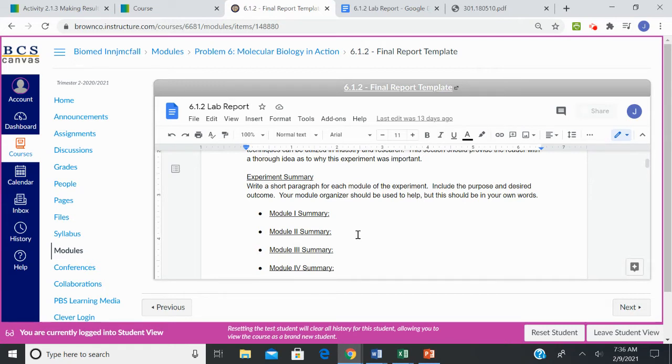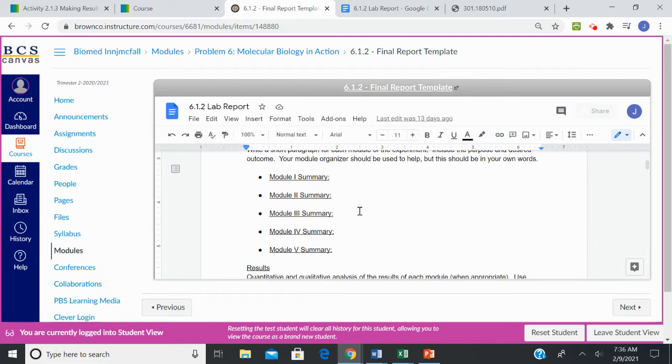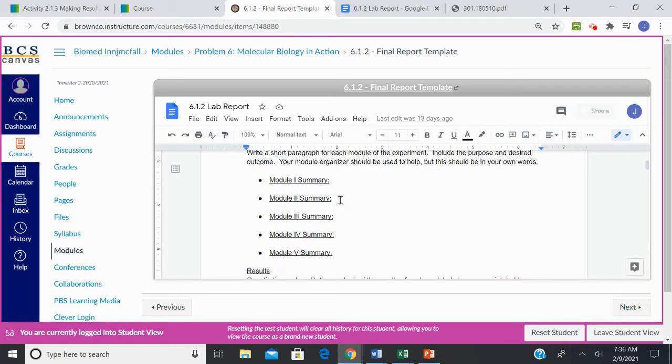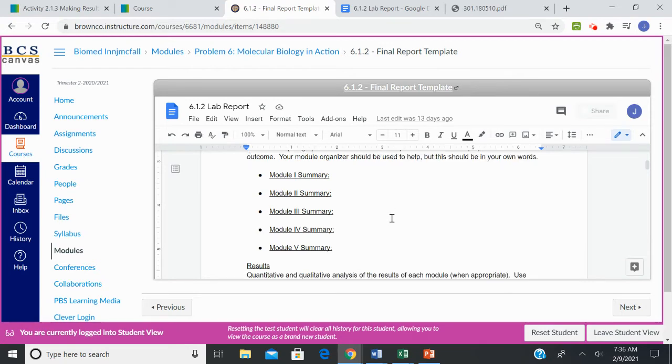Basically, look at your results section of your organizer for the lab, and you should be able to explain, okay, Module 2 is basically one sentence of what happened. Module 3, did it grow or not? Module 4, did it appear to work or not? So there's really nothing much to write in Module 2, 3, or 4. For 1 and 5, you should have more details about what the gels show.